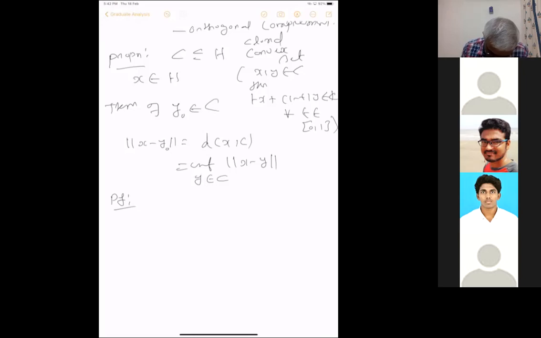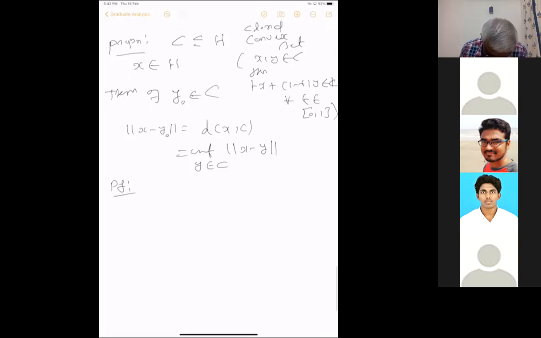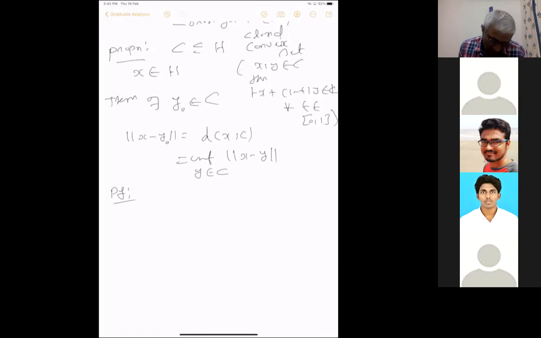Okay. So we want to choose a y naught such that this happens. First, what shall I do? Replace C by C minus x. If C is a closed convex set, then C minus x, you just translate it. You move C by x, which you can do. That's also a closed convex set because addition is continuous, and you can verify the convexity also.